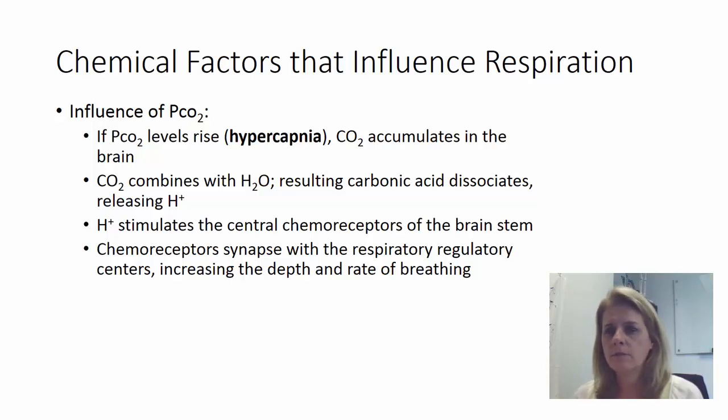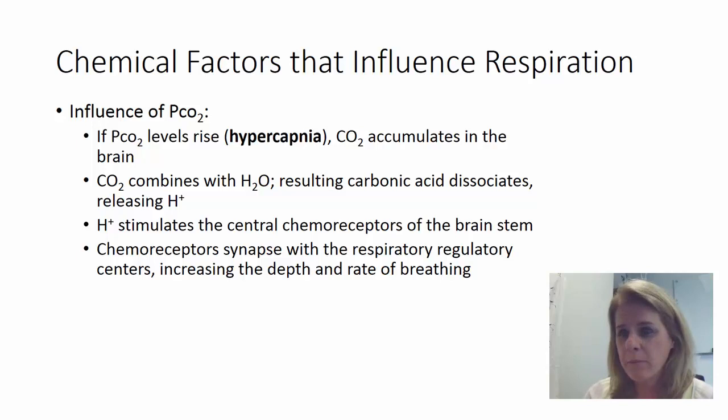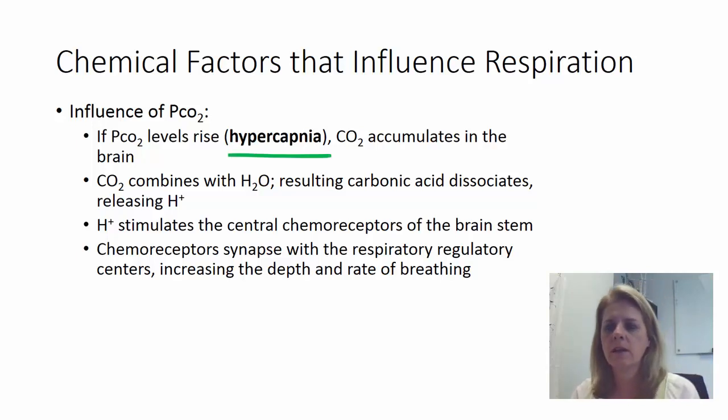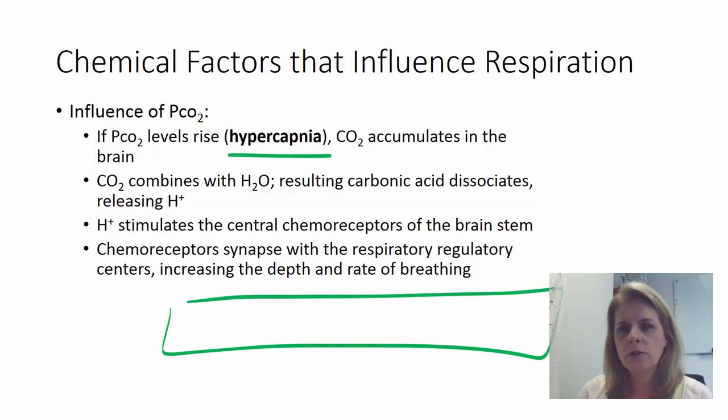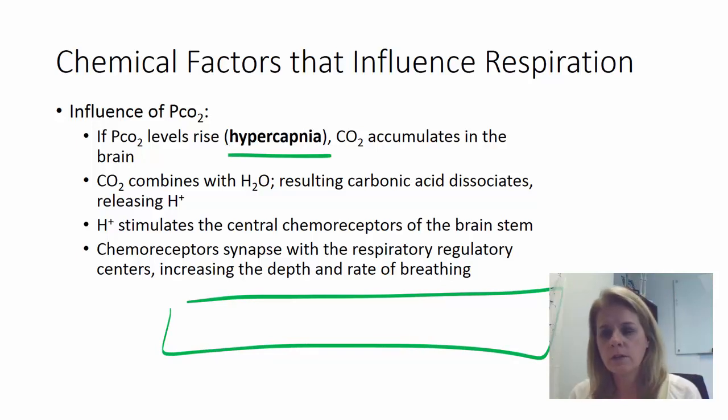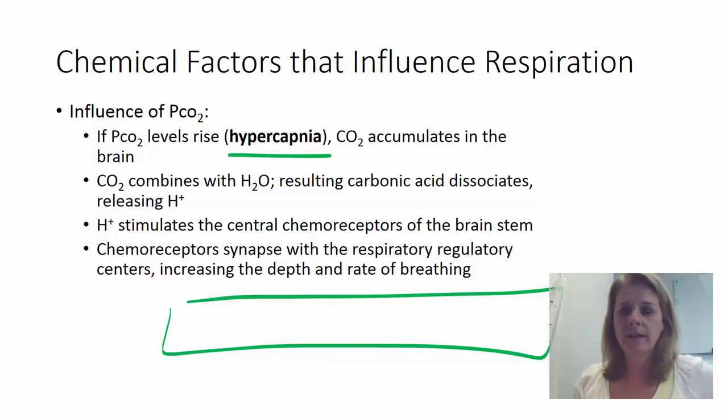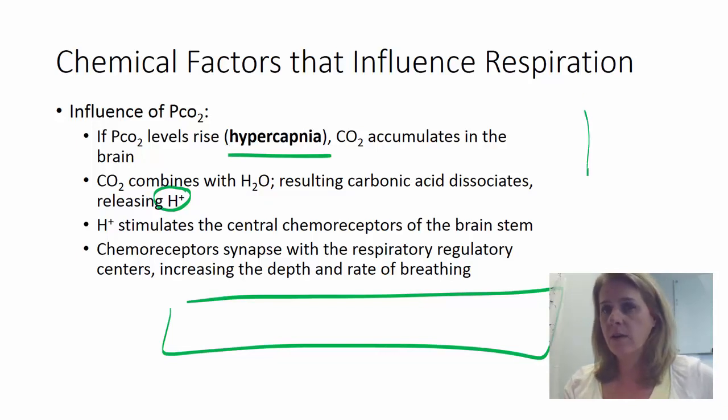And we talked about this a little in a previous video about CO2. So CO2 is really the driving force for breathing in the normal circumstance. And so if CO2 levels rise in your blood, we call that hypercapnia. Hypercapnia is increased CO2 levels accumulating in the brain. And if you think back to that equation that we did, CO2 plus water will result in the formation of carbonic acid, which will then break apart and release hydrogen ions. And so if you have a lot of hydrogen ions, that means you have a pH that's going down, becoming more acidic.